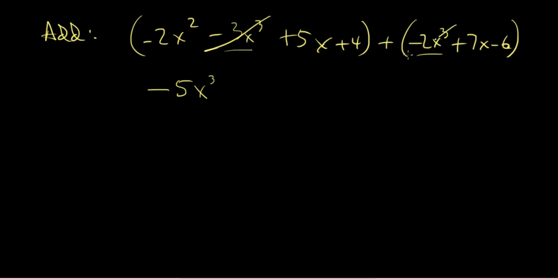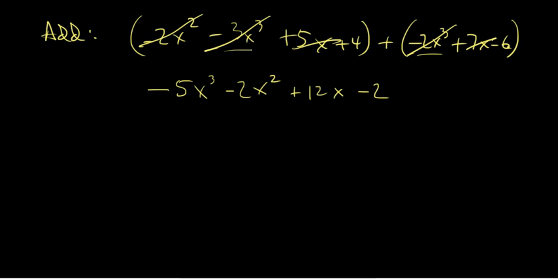Okay? So those are gone. And then negative 2x squared, and there are no more x squared terms, so negative 2x squared. Okay? And then 5x and 7x is plus 12x. Okay, those are gone. And then 4 and negative 6 is negative 2. And so there you are.